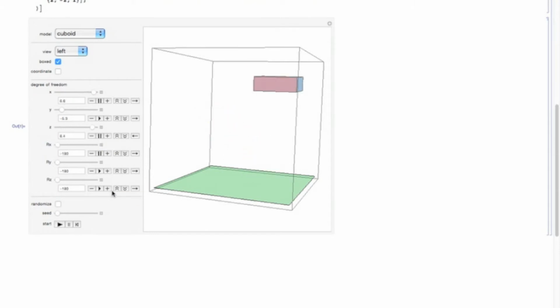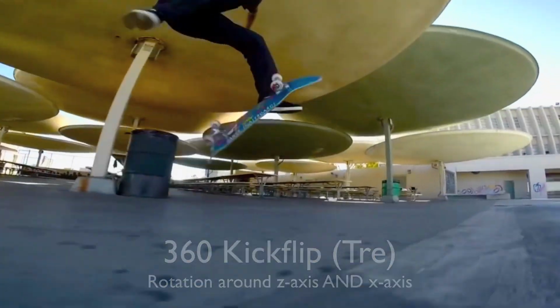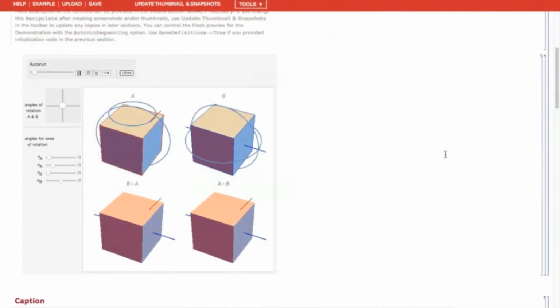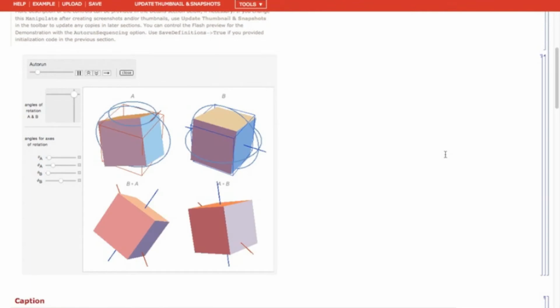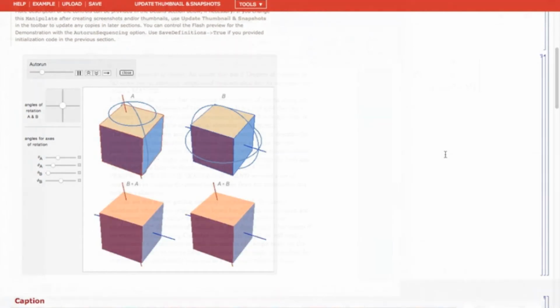Now we can also add in Z and X rotations and translations, like a tre flip. So we've established that vectors can be added, but now we've also seen that rotations can be added as well.